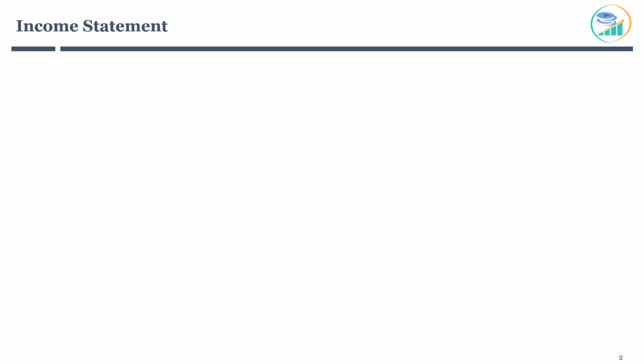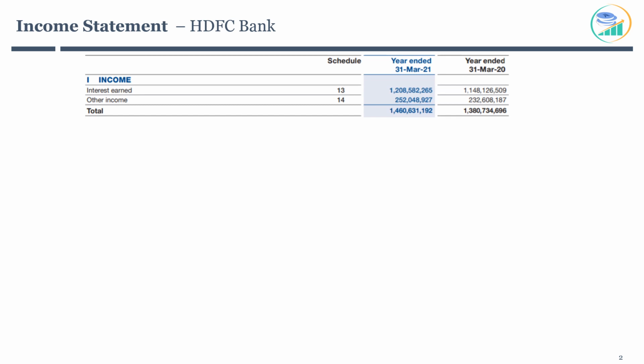Here, I will show you the income statement of HDFC Bank from the March 2021 annual report. The first line on the income statement is always income, which is subdivided into two distinct lines. First, interest earned. This refers to the interest collected from lending capital to individuals and companies. Second line under income is other income.